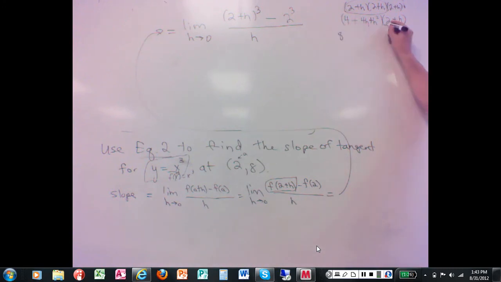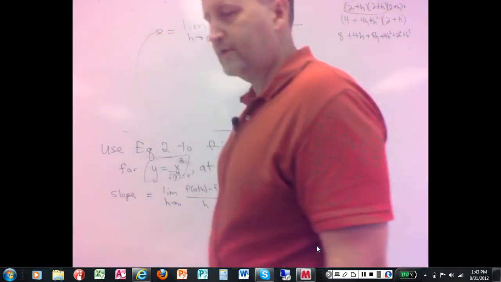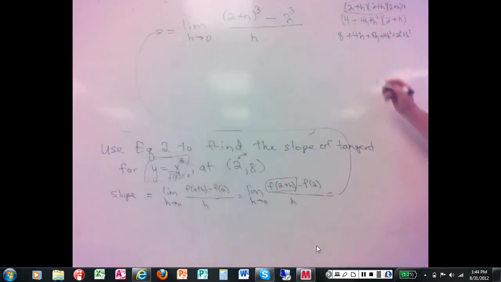So that gives me 4 times 2 is 8. That'll be 4h. Then the 4h times 2 is 8h. 4h and 8h is 12h. 4h squared and 2h squared is 6h squared. And then plus h cubed. So altogether I get 8 plus 12h plus 6h squared plus h cubed.